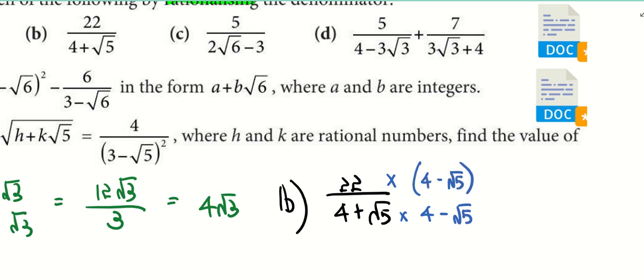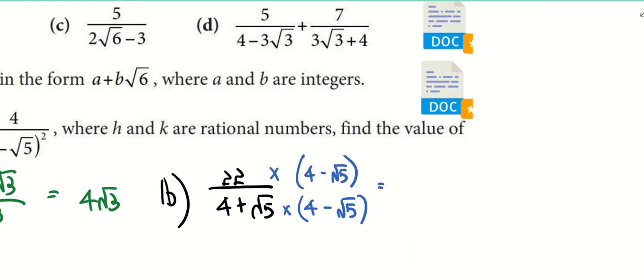For me, I always put a bracket on top. If you can, put a bracket below as well. Okay, then we do our necessary multiplication. Number times number. 22 times 4 will give us 88. Minus 22 root 5.